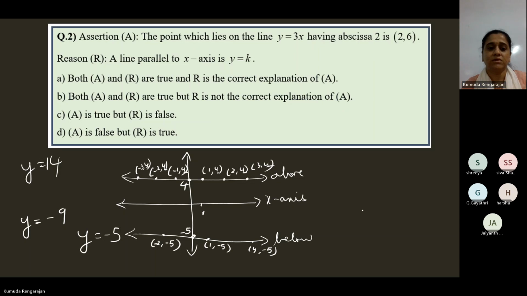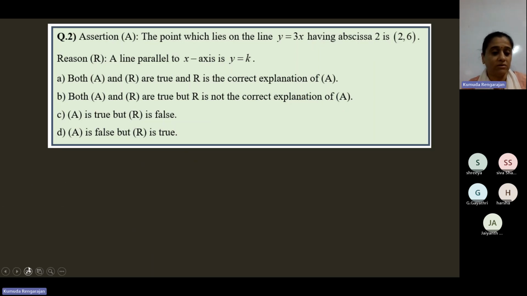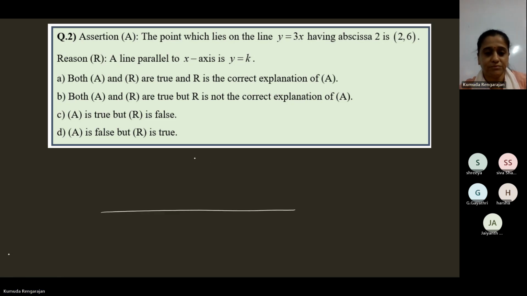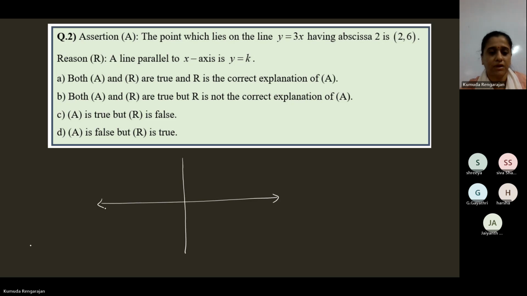Is it fine? I will quickly see for lines parallel to the y-axis. Now this is a line parallel to the y-axis.